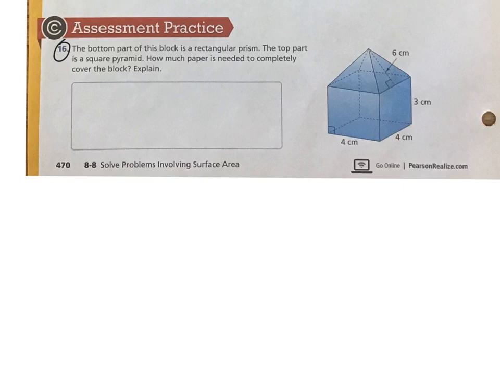The last question we're going to try is number 16. The bottom part of this block is a rectangular prism. The top part is a square pyramid. How much paper is needed to completely cover the block? Explain.